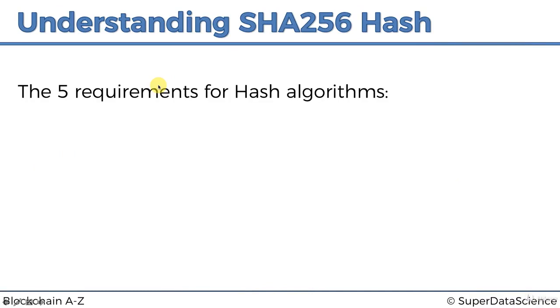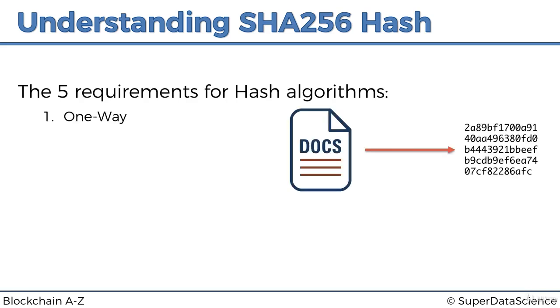Okay, so the five requirements for hash algorithms. SHA256 is not the only one. There are other algorithms, SHA512, SHA3, and you could come up with a hashing algorithm. However, there are certain requirements for it to be useful. Number one is it has to be one way. Basically what that means is that you cannot go backwards. You cannot go from the hash to the document, so you cannot restore or reverse engineer the document based on the hash.